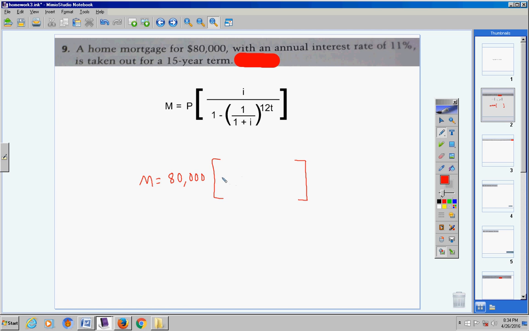Times, and then up top here you have I. I, of course, equals 1/12 times R, and your R is 11%, so 0.11.